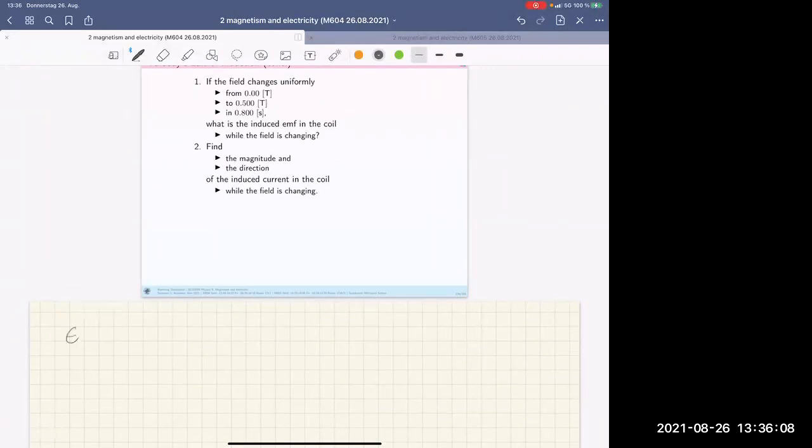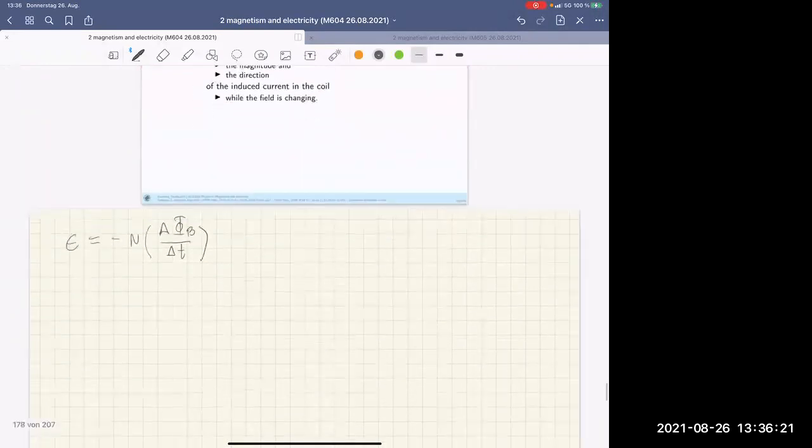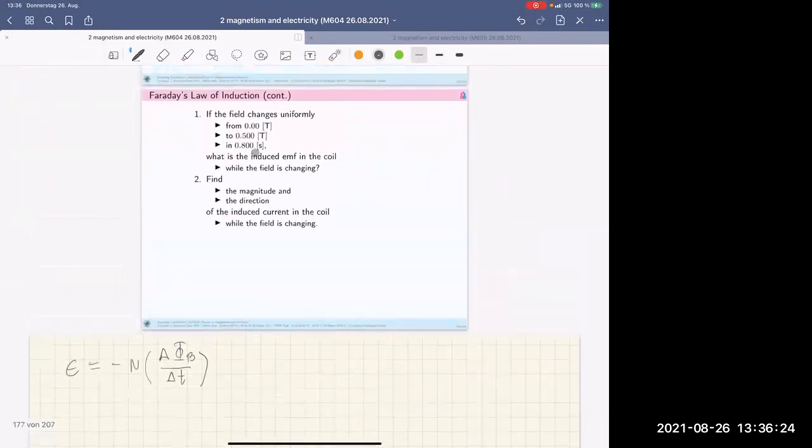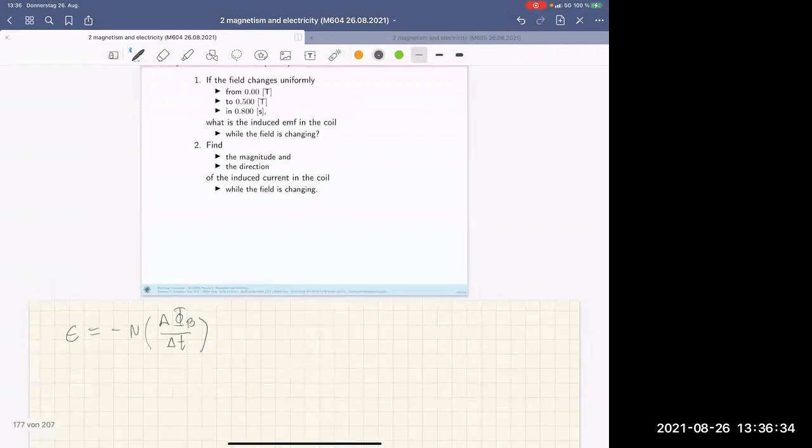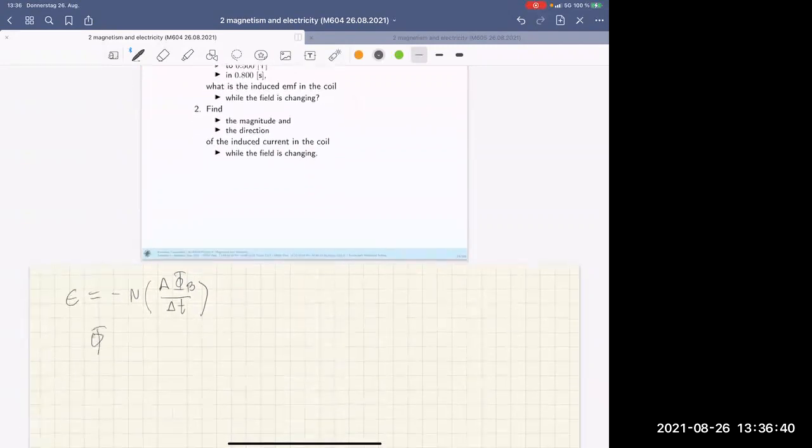Epsilon is minus n delta phi B by delta t. This formula is rather complicated, so at first you may not be able to substitute. You have to go through what variables the problem gives, and look at phi B to see which one changes. We have to know which variable is going to change in the expression of phi B. Phi B can change with time: B can change with time, times A that can also change with time, times cosine.